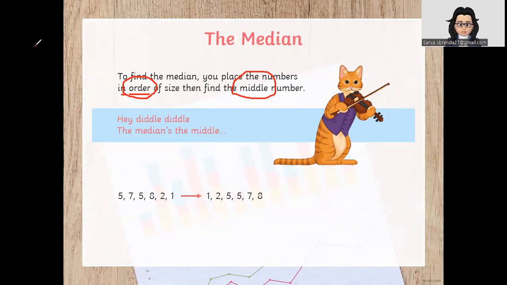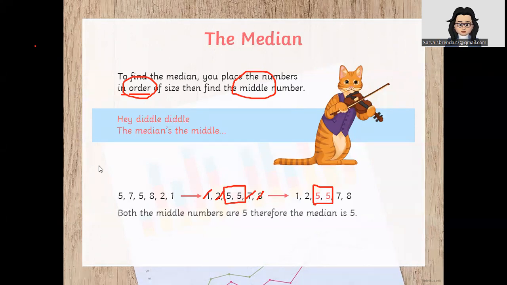If now I'm going to find what's my median, I could use the cross-off method. But when I cross off, I'm going to have two numbers in the middle. Because when I cross off 1 and 8, 2 and 7, I'm going to be left with these two digits of 5s right in the middle. And how do I find my median now? So for that, both the middle numbers are 5. Therefore, the median is pretty much 5 itself.